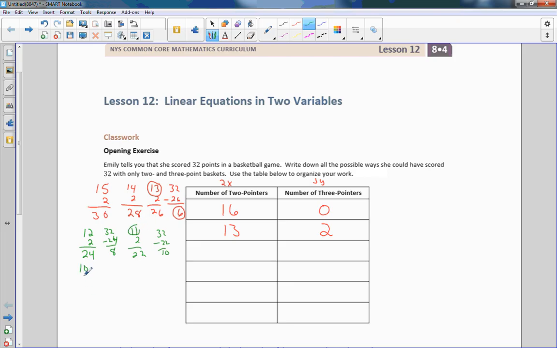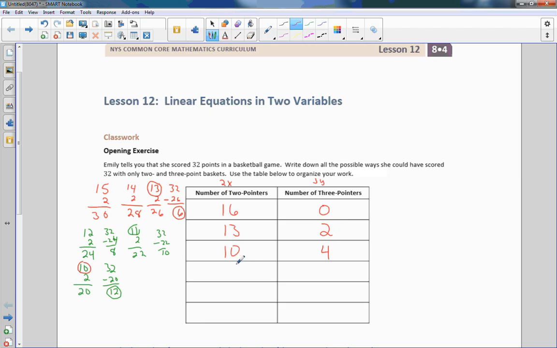If I get 10 2-pointers, that will give me 20 points. I want 32, so if I subtract 20 from 32, I need 12 more points. That's a multiple of 3. 4 times 3 is 12, so 4 3-pointers, and 10 2-pointers. So see, we went from 16 down to 13. That's a decrease of 3, a decrease of 3, an increase of 2, an increase of 2.